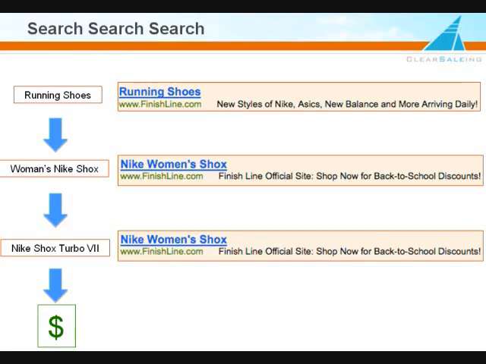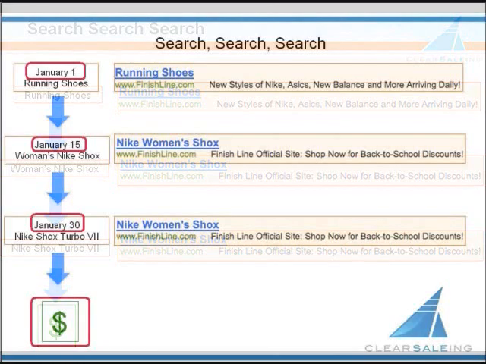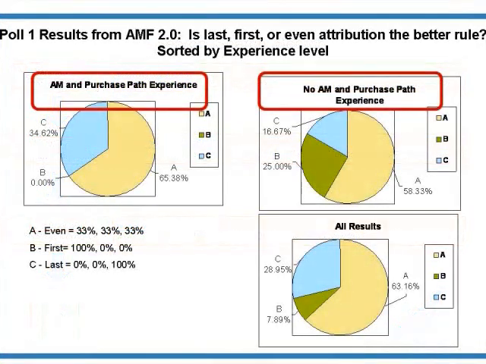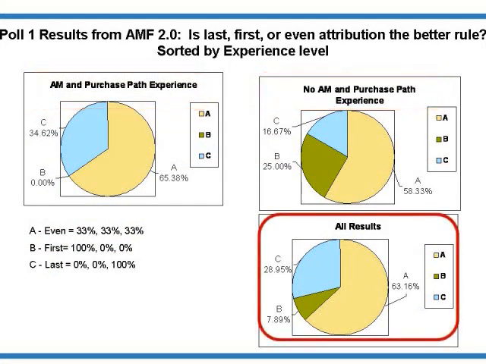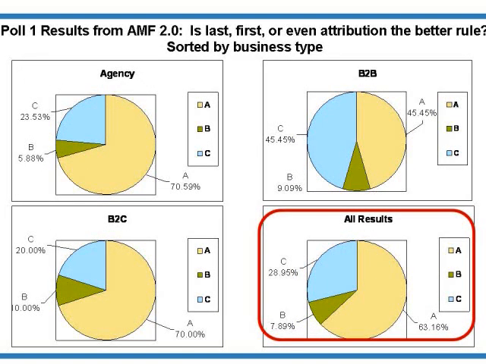The same purchase path was presented in the first forum without the element of time. We are very curious to see in Attribution Management Forum 2.0, when time was a factor, whether or not opinions changed. It's clear that the response is almost identical to the previous question when time was not involved. Almost over 60% across all experience groups felt that even attribution was the best model. Among business types, the response is the same. Most feel even attribution is the best.